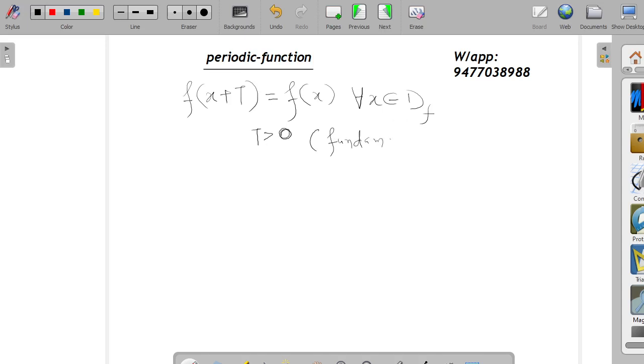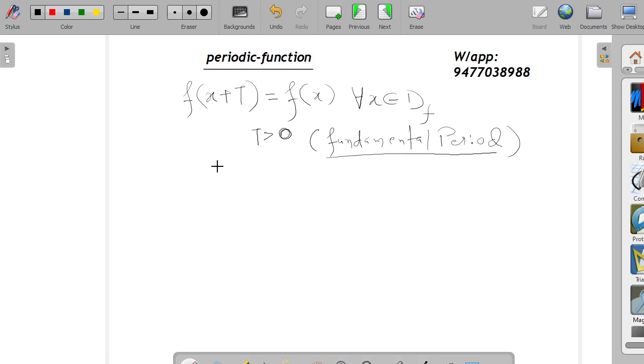We are mainly interested in finding the fundamental period of a given function. A given function may have more than one period; a function can have an infinite number of periods, but we shall investigate the fundamental period of that given function.